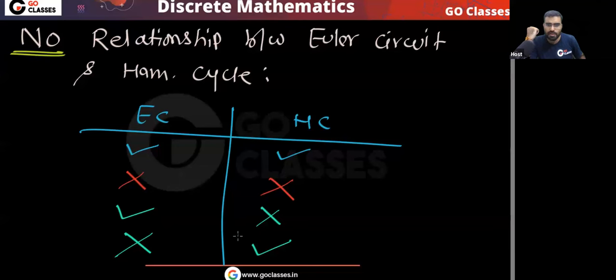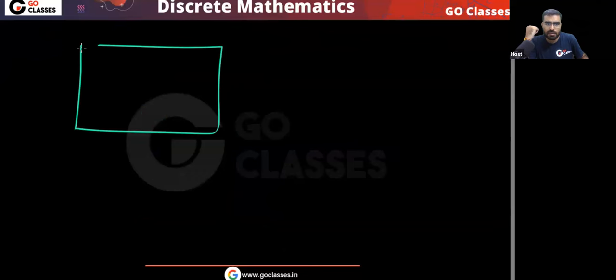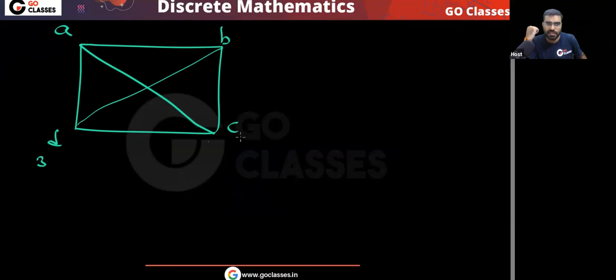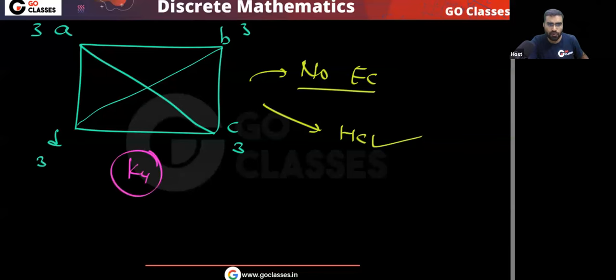Can you give me a graph in which you have a Hamiltonian cycle, but you don't have an Euler circuit? Yes, you can give K4, with vertices A, B, C, D. Every vertex has degree 3. In this graph, there is no Euler circuit, but there is a Hamiltonian cycle. So you can take K4, the complete graph on 4 vertices.